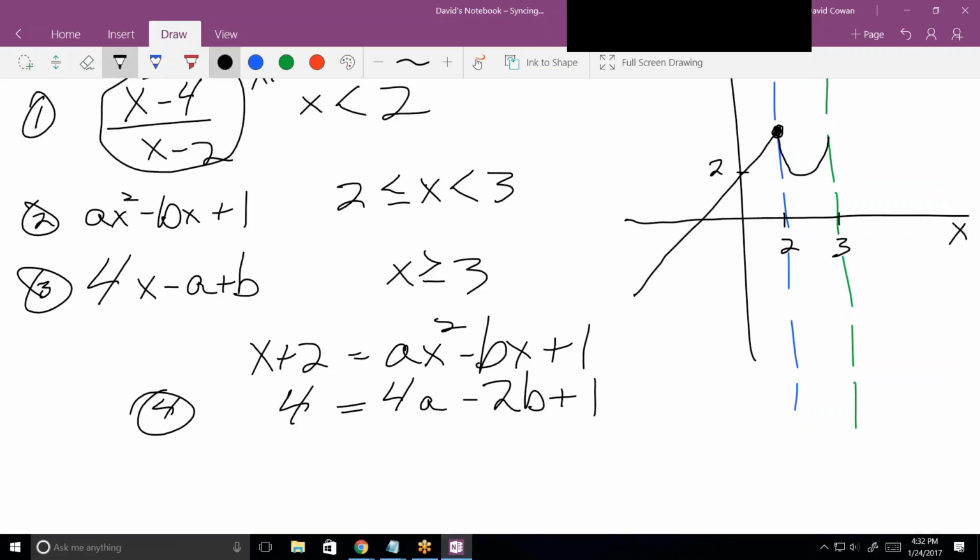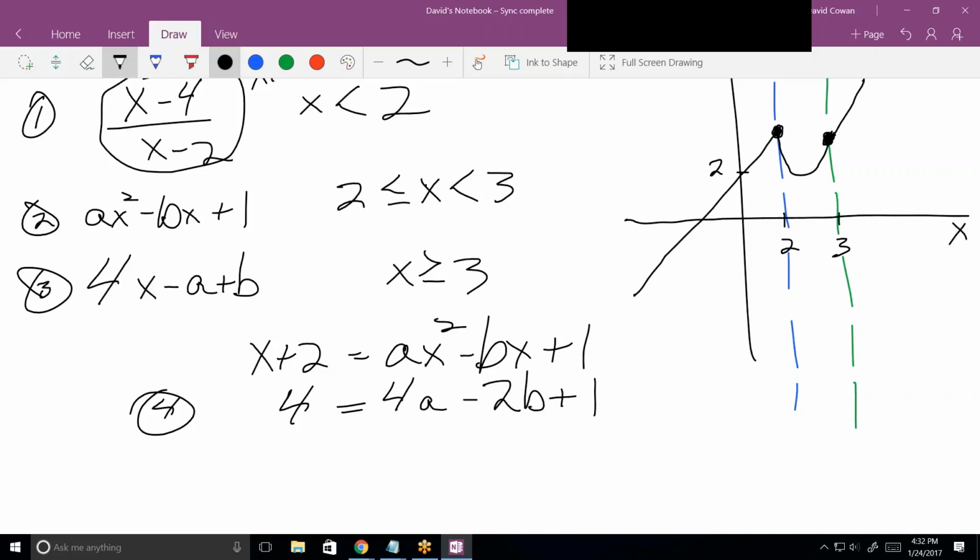Now, the equation 3 is linear. It's 4x minus these two numbers. That's linear. But it's whenever x is greater than or equal to 3. So for it to be linear, it's got a big slope of 4. It's got to look something like that. But the key requirement is that at the point 3 on the x-axis, the two functions 2 and 3 have to be equal to one another. You with me? All right.